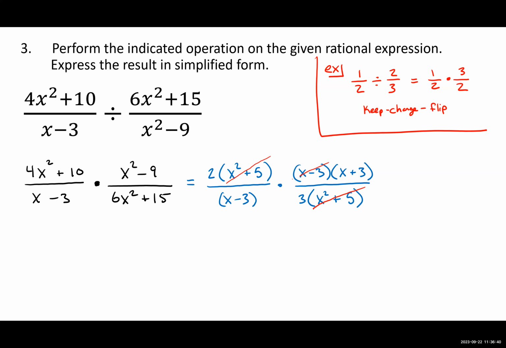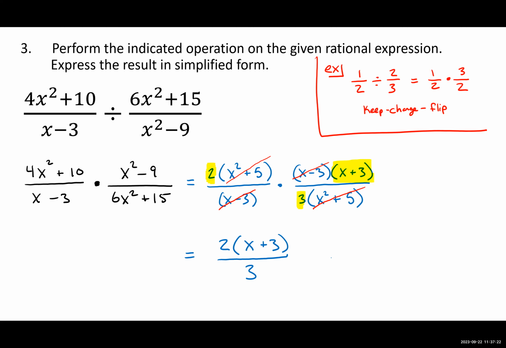We got an x minus 3 on top. We got an x minus 3 on the bottom. So we are left with a 2. We are left with an x plus 3 on top, and we're left with a 3 on the bottom. So fraction multiplication, top times top, bottom times bottom. So we have 2 multiplied by x plus 3 divided by 3. 2 times x plus 3 divided by 3.